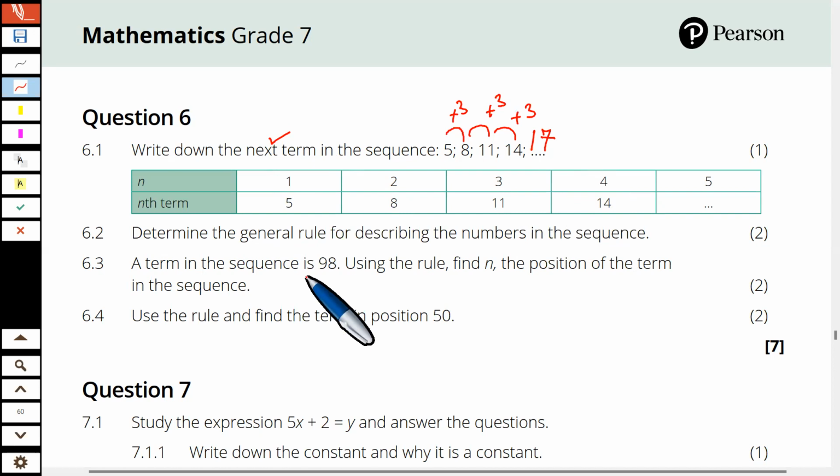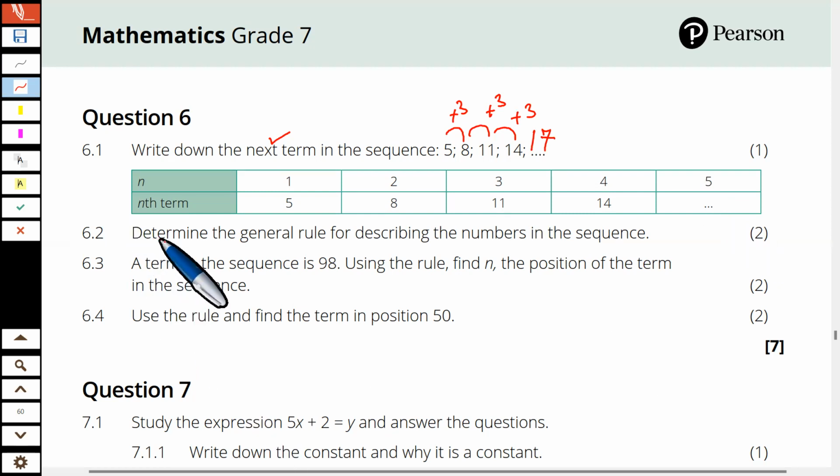Next we can see n has values. We can see a table that has been drawn for us, and this table has the numbers 1, 2, 3, 4, and 5. And we have the nth term row, and we have the numbers 5, 8, 11, 14, and so on. There is a next number here that was not written, so the examiner decided to omit the number there.